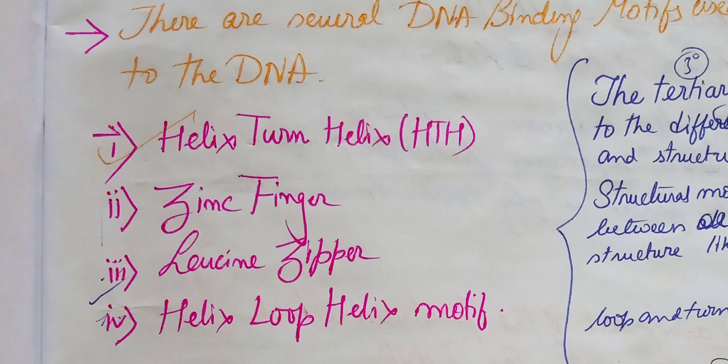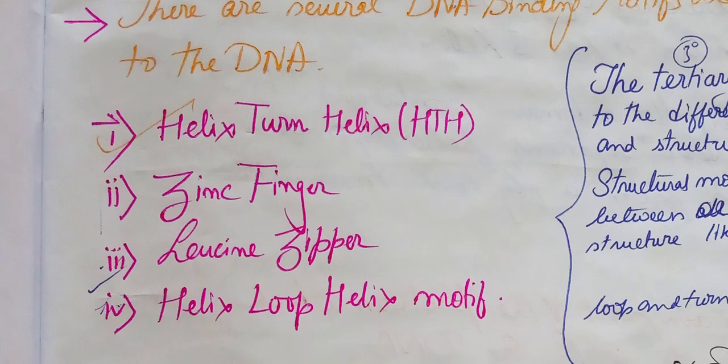Okay, the first motif is the helix turn helix motif. In short, it is called HTH. Then comes the zinc finger motif, because there is a presence of zinc in that motif. Leucine zipper motif, as the name suggests, there is a leucine amino acid, and zipper, its action looks like a zipper, that's why the name. And helix loop helix motif. Remember, most of these structural motifs are found on the transcription factors, so you need not worry, most of the transcription factors have this type of motif.